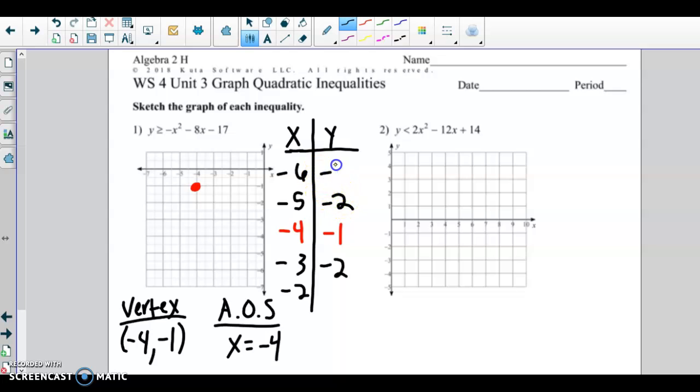If I plug in a negative 2, that's 4, make it negative. Negative 4 plus 16 is 12. 12 minus 17 is negative 6. I'm a little bit off here.